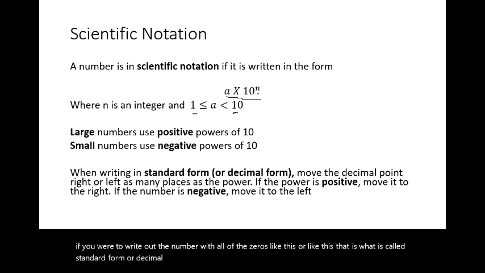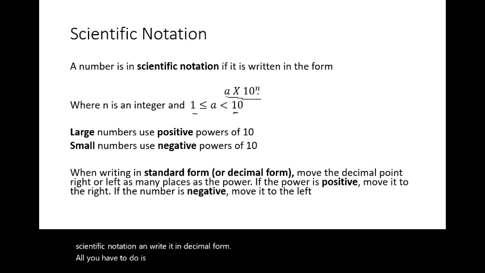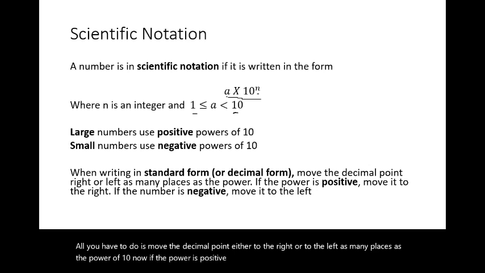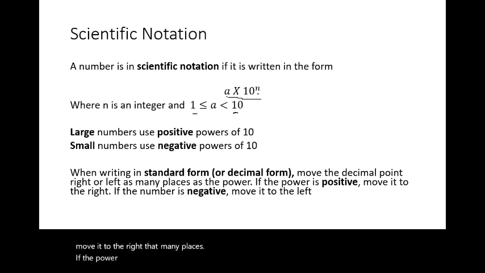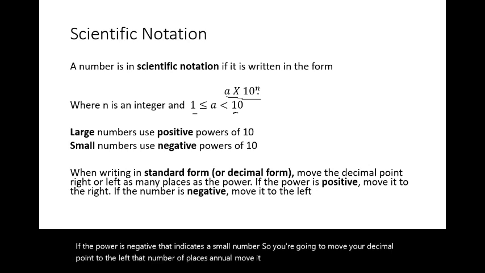So if you want to take a number that is already written in scientific notation and write it in decimal form, all you have to do is move the decimal point either to the right or to the left as many places as the power of 10. Now, if the power is positive, that indicates a large number, so you're going to move it to the right that many places. If the power is negative, that indicates a small number, so you're going to move your decimal point to the left that number of places, and you'll move it as many places as there are powers of 10.